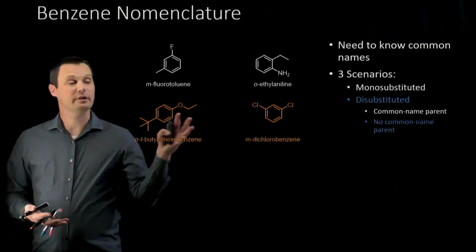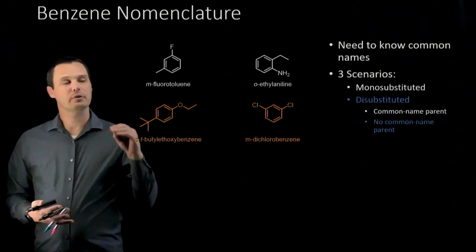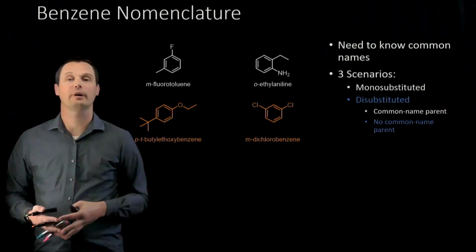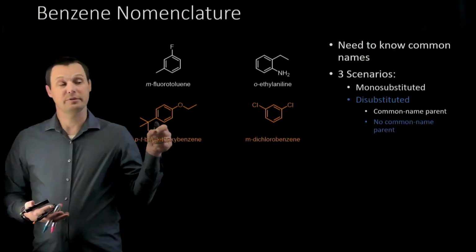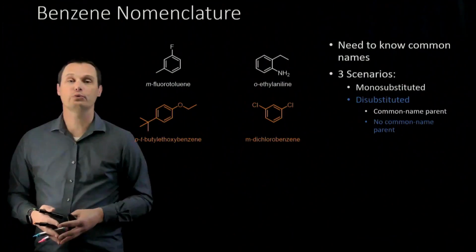If neither substituent is part of a common name parent, then we take each substituent individually. We number to give the alphabetically first substituent carbon number 1, and we number around the ring accordingly. And then we can either use the position numbers, or more commonly, we still use ortho, meta, or para to tell how far apart those two groups are from each other.